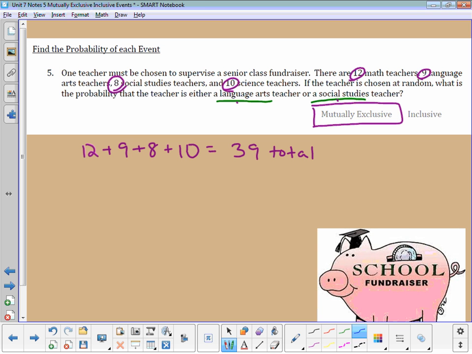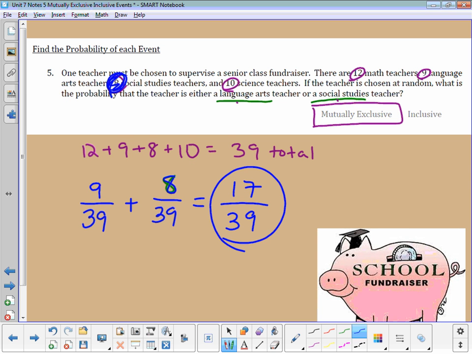There are 9 language arts teachers, so that's 9 out of 39. And there are, I'm looking for social studies, 10 social studies teachers, so that's 10 out of 39. If I add them together, that would be, oh, I'm sorry, that was science teachers. We're looking for the 8. My apologies. 8 out of 39. So I've got 9 plus 8, which is 17 out of 39. And again, if we could reduce that, we would, or you could make it a decimal, but you don't have to. You can leave it like that.